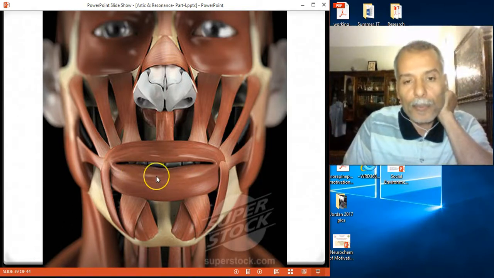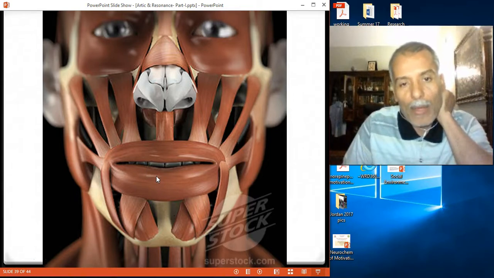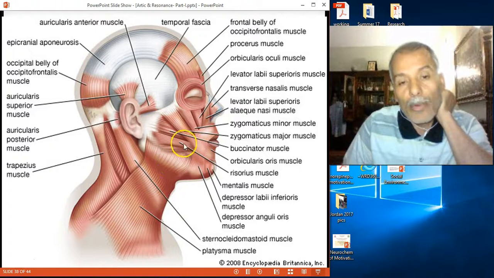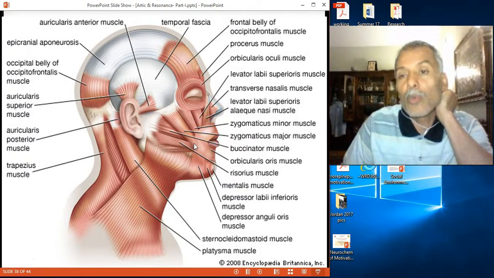Then we have, so here is the risorius, and the function of it is when it contracts, it pulls the corners of the mouth up and back to retract the lips to either make you smile or say the sound E.